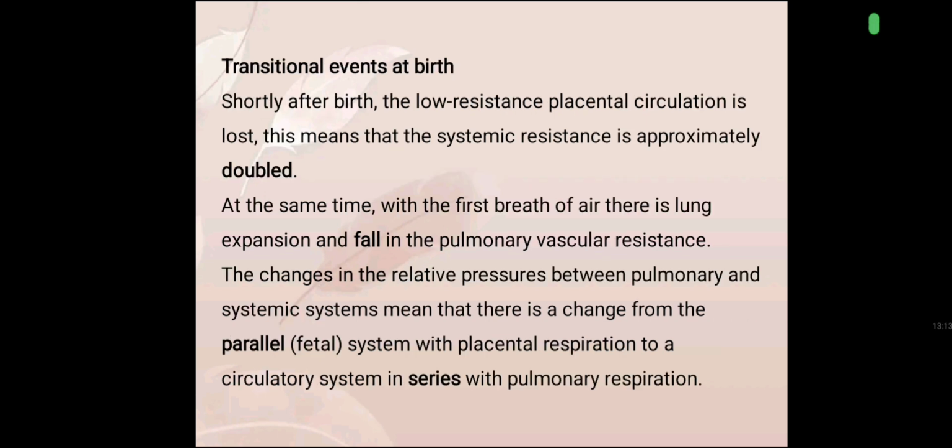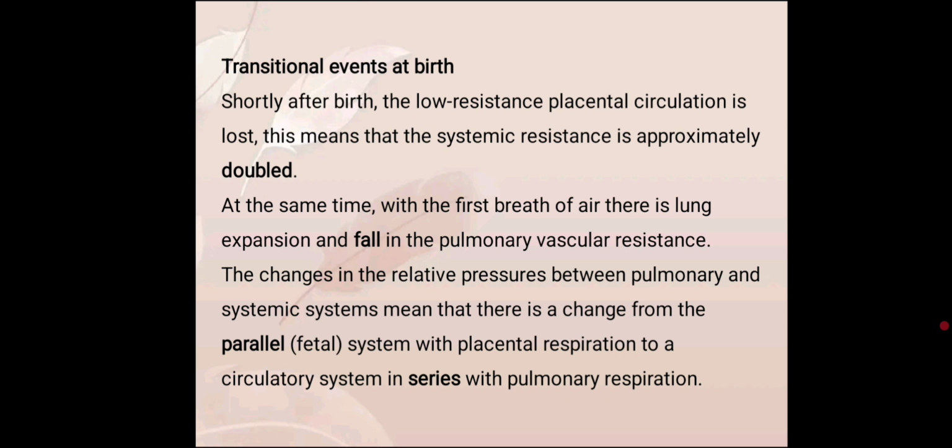What physiological changes or transitions occur at birth? Okay, at birth, by clamping the umbilical cord, the placental circulation will be lost, and systemic vascular resistance will be doubled due to a sharp increase in aortic pressure. This increase in aortic pressure will close the foramen ovale and ductus arteriosus shunts and force blood to flow through the pulmonary circulation.